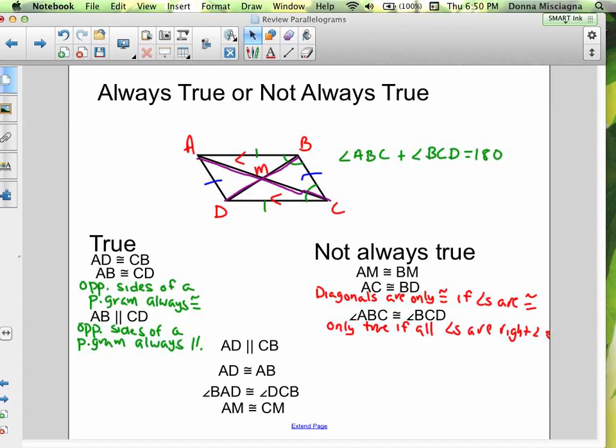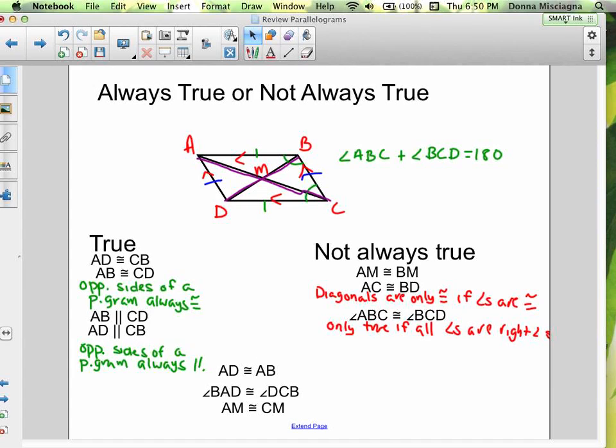AD parallel to CB. Again, those are opposite sides of our parallelogram, and we know that opposite sides of the parallelogram are always parallel. So we can move that over.